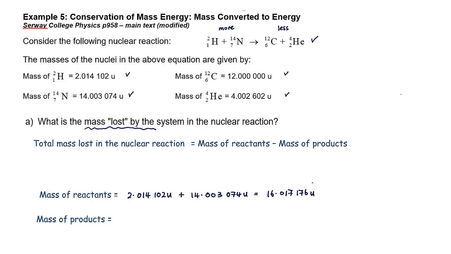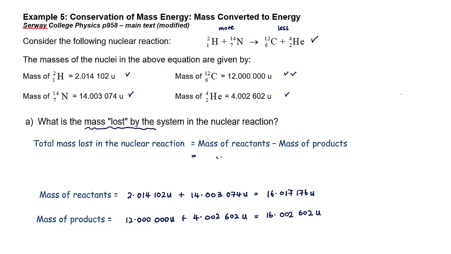The mass of the products would be the mass of carbon-12, which is 12.000000 U, plus 4.002602 U. Putting this into the calculator, I will have 16.002602 U. We can indeed see that the mass of the reactants is larger than the mass of the products. Now we can find the mass lost in the nuclear reaction.